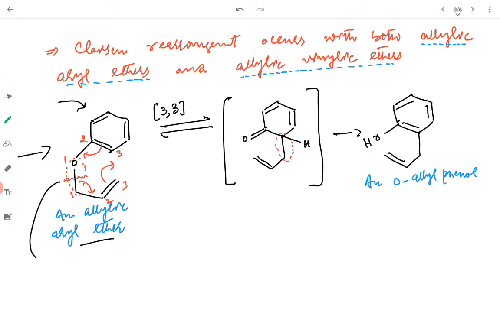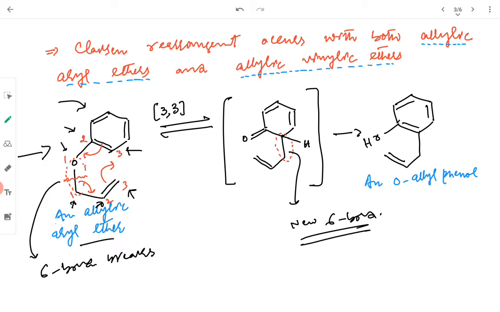This is the sigma bond that breaks. So numbering will be 1, 2, 3. Similarly 1, 2 and 3. Okay, so movement of electrons is shown here. This is the new sigma bond formed. Okay, this double bond here goes to this position.